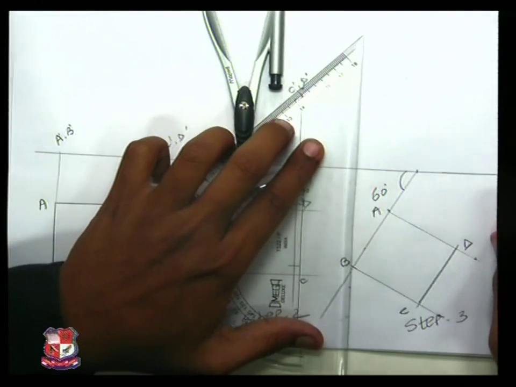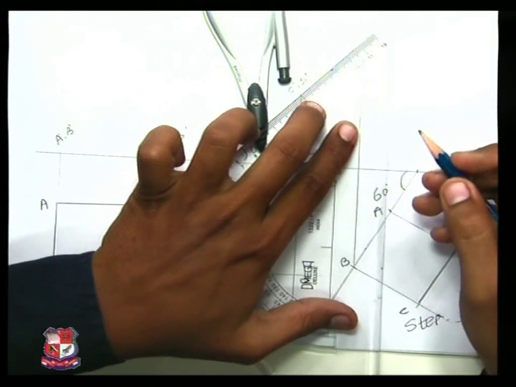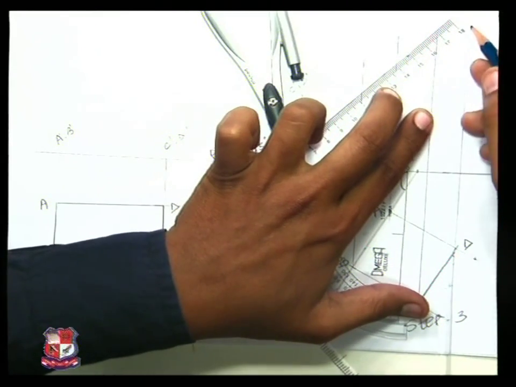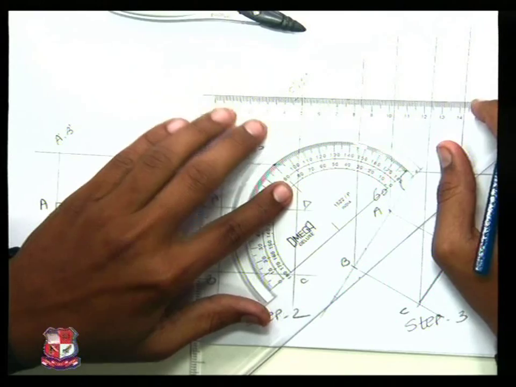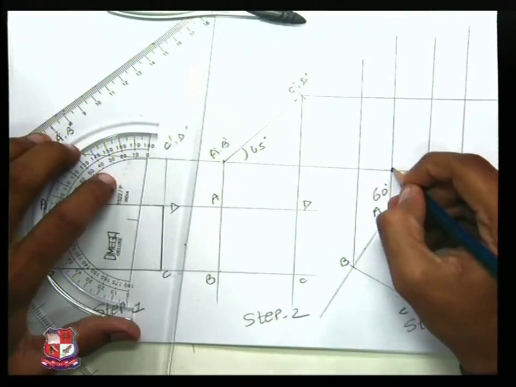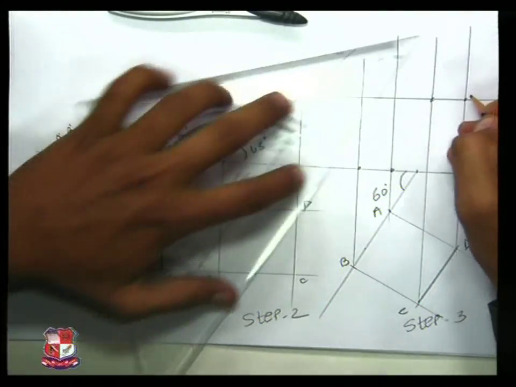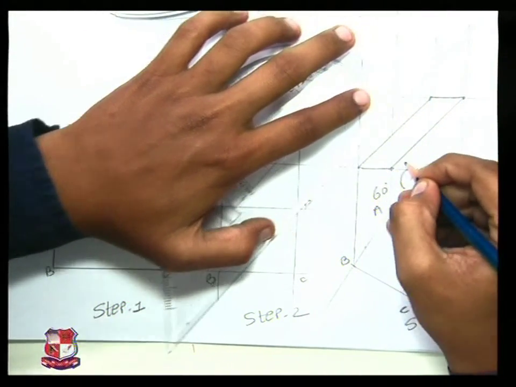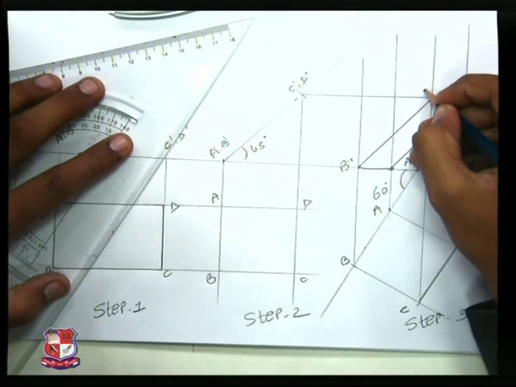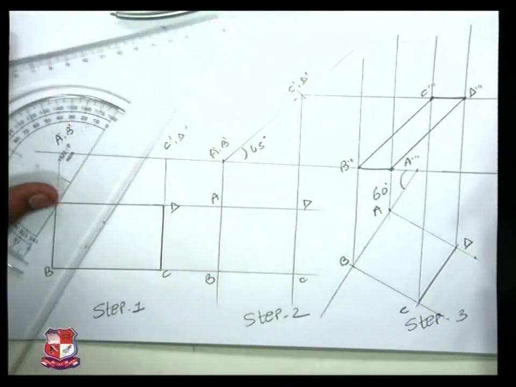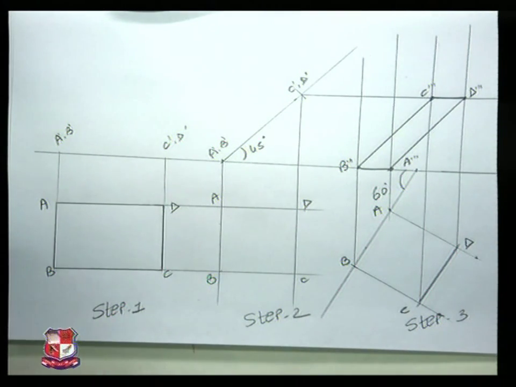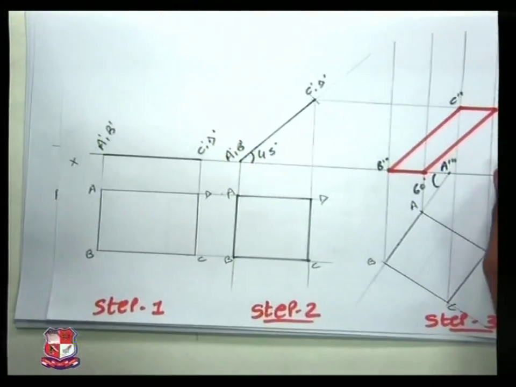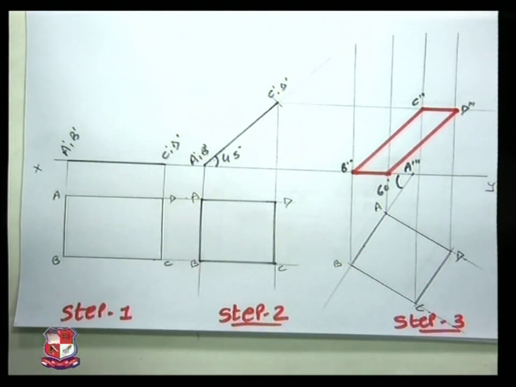Taking its vertical projections, match it with this HP angle, match appropriate points and join the lines. A triple dash, B triple dash, C triple dash and D triple dash. This is how you can get your 3-step problem for projections of a plane. Very simple. This is how you can draw your projections of a plane. We will see our next problem.